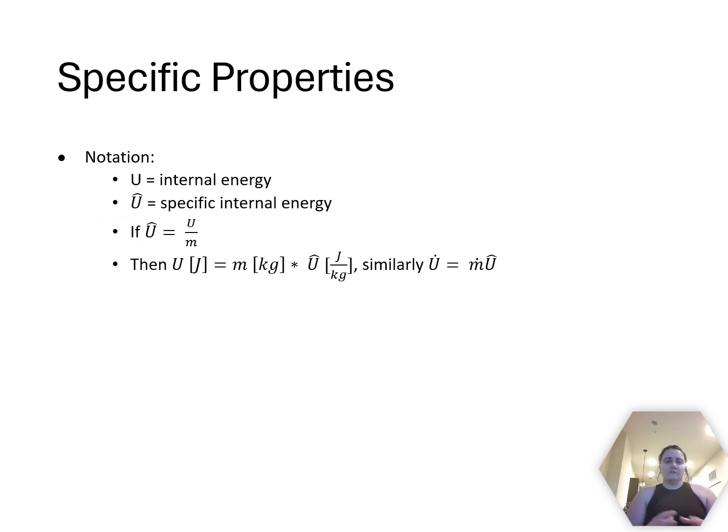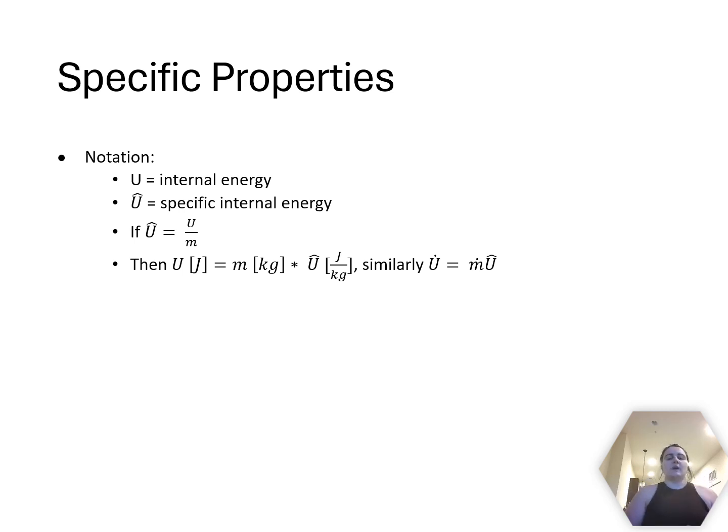So notation, right? If it's just a U, it's internal energy. If it's U with that caret over the top, it's specific internal energy, right? So specific internal energy is going to be U divided by M. If we look at U and it has units of joules and mass has a unit of kilograms, then specific internal energy should be joules per kilogram.